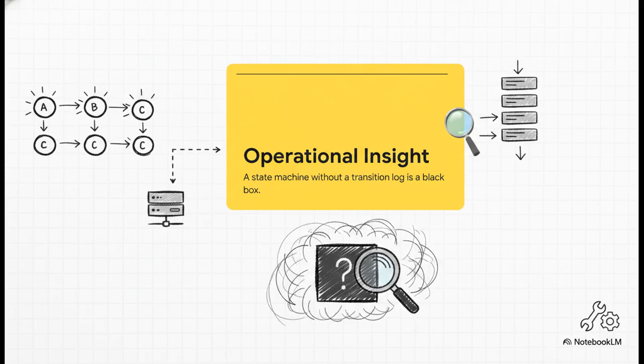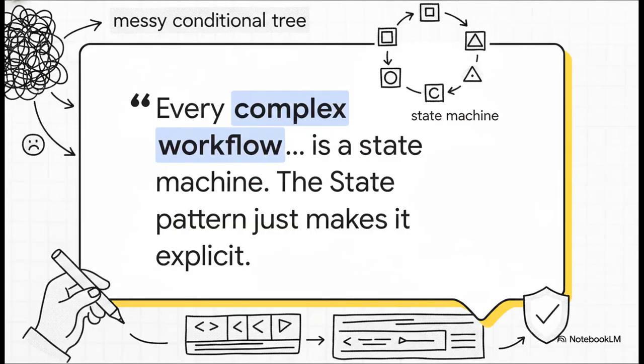Now, I want to leave you with a massive operational insight. Are you ready? In production, a state machine without a transition log is a black box, period. You absolutely must ensure that your context logs every single state transition. If you don't, and an order gets stuck somewhere out in the ether, you have literally deployed an undebuggable system. Always log the transitions. So to wrap this explainer up, I want you to remember this.